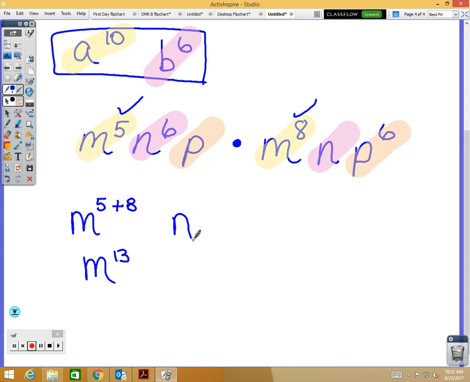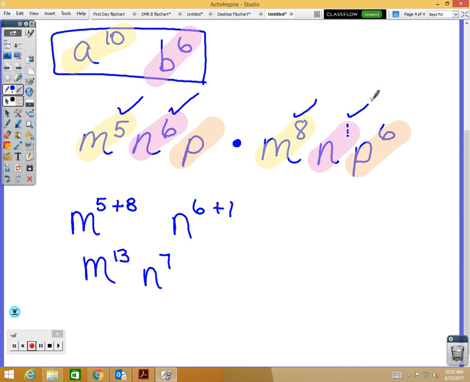Now let's look at our n's. So for n, we have 6 and what? 1. Remember, this is a 1 over here. You don't see it, but it's like an imaginary 1. So it's 6 plus 1, so n to the 7th power. So now our n's are done.